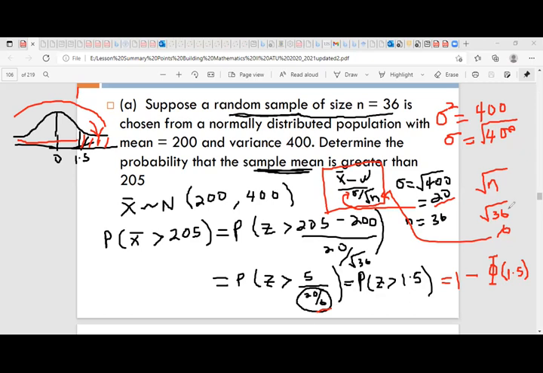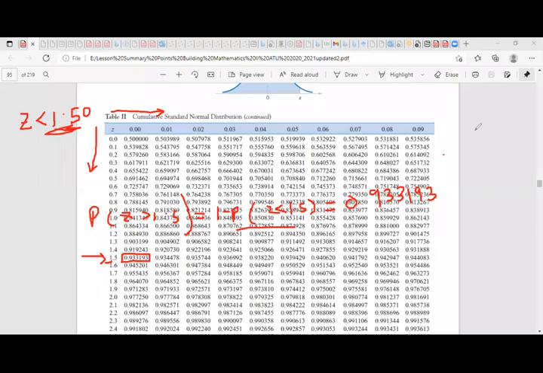Okay. So if there are no questions, then go and read the probability less than 1.50 for me. If the network is disturbing you, type it for us.